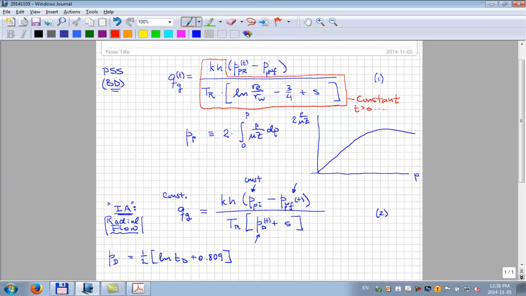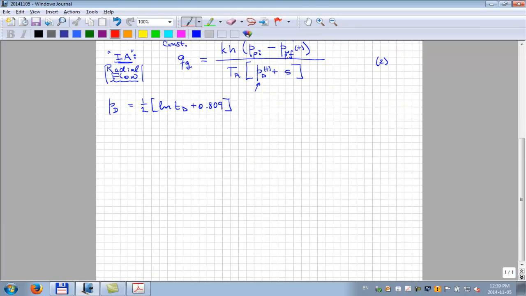The reservoir pressure will change, and accordingly the relationship between gas rate and PWF will change. Okay? But if you take a given point in time, when you know the average pressure, you know the relationship between QG and PWF. Okay?